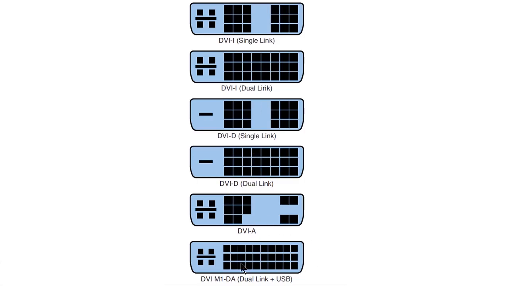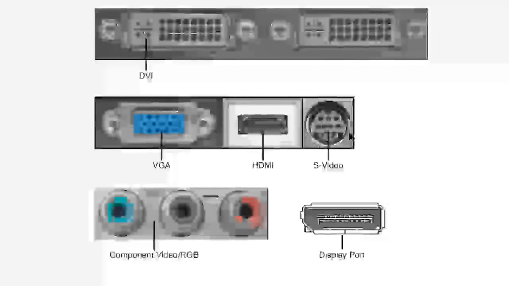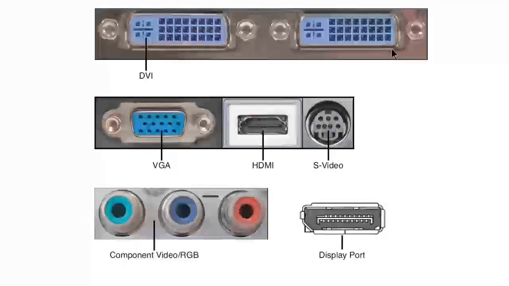And then also you can have analog only, and you can also have USB in addition to dual link, which has more pins. That's a special DVI port that you won't see as often. So those are some of the DVI connections. I highly suggest that you know all these ports. I recommend that you memorize these ports, what they look like.